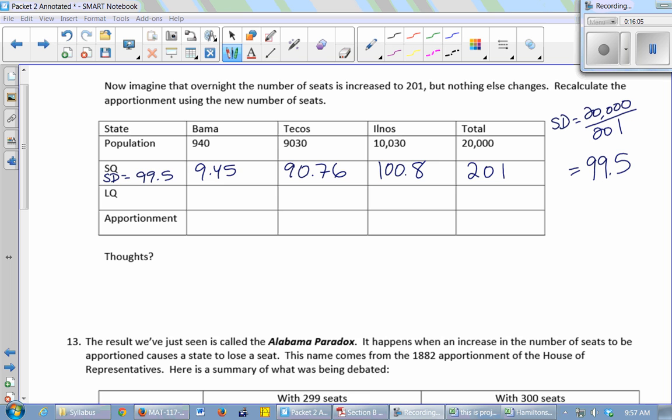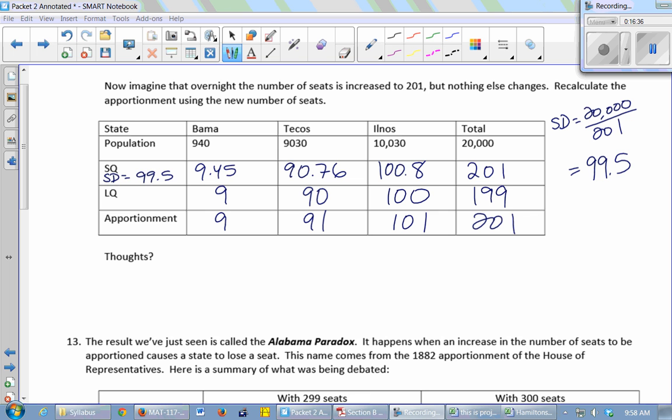So next step in Hamilton's method is round everything down, chop off the decimals, and that adds up to 199, which means I still have how many seats left to give out? 2. Who gets them? Tekos and Ilnos. So we have 91, 101, and 9 to get 201. So what are your thoughts? What do you think of the results here?